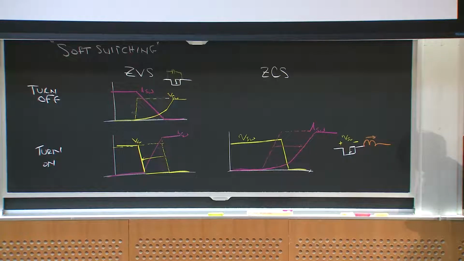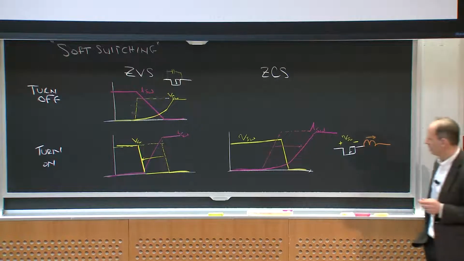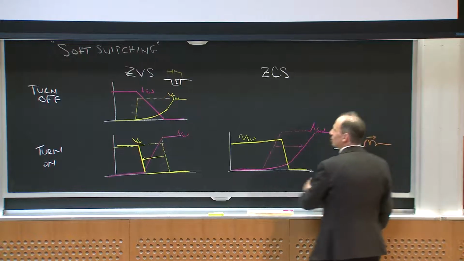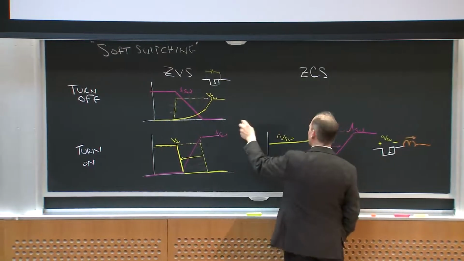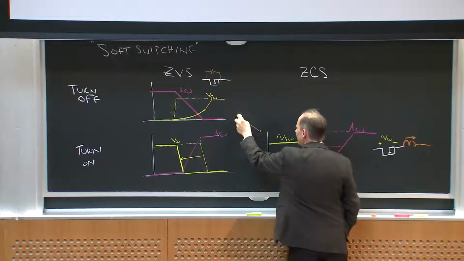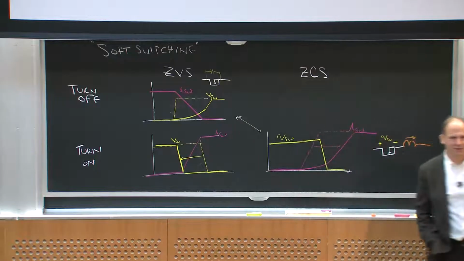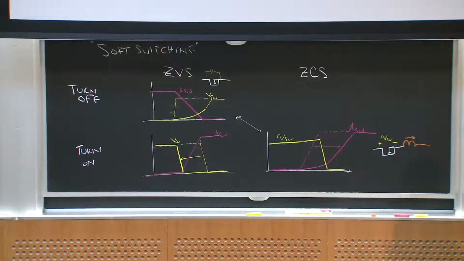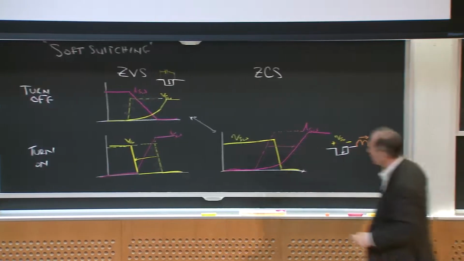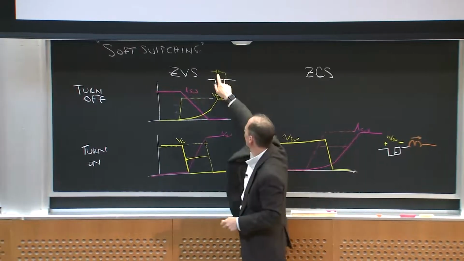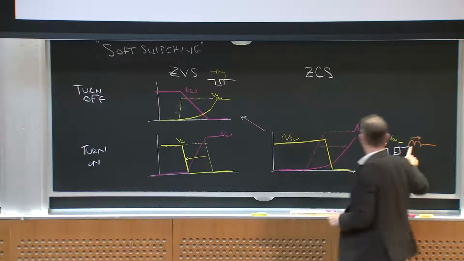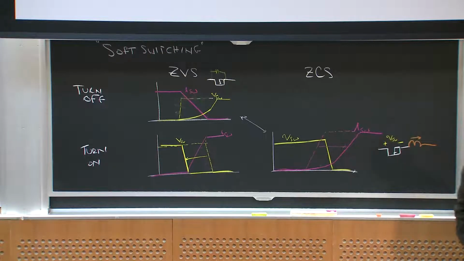And you can kind of see that these two, 0 voltage turn off and 0 current turn on, are duals of one another, right? I'm just swapping voltage and current waveforms, and I'm swapping the role of the capacitor in 0 voltage turn off and the inductor in 0 current turn on. There are other ways to get ZVS turn off or ZCS turn on, but I'm showing you a common way to do it.